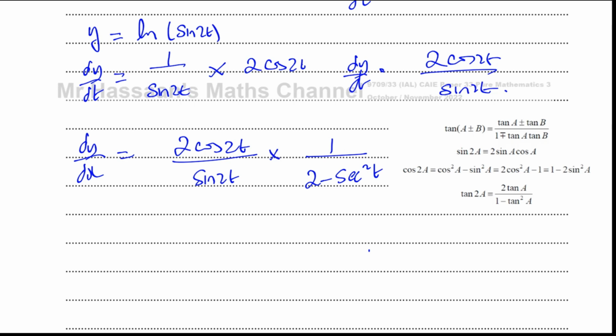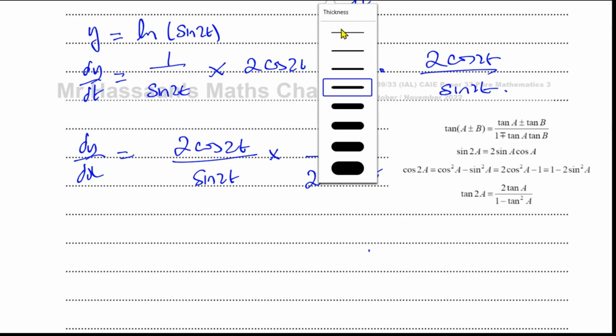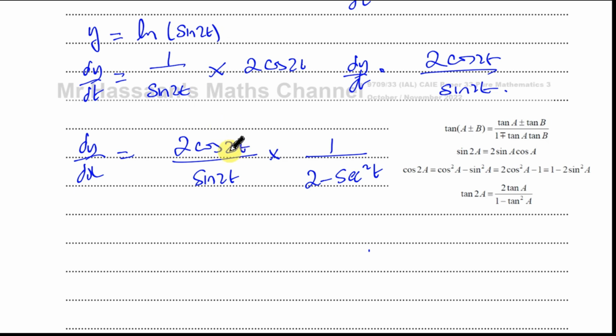Okay, so now for the next part of the question, or the alternative way of answering this question. As I said, up to here is the same. Once we've got here, we can follow a different route if you want to. What we could do is we could say we know that the cosine of an angle over the sine of the angle is the same as the cotangent of the angle. So this would be like 2 times cot of 2t times 1 over 2 minus the secant squared of t.